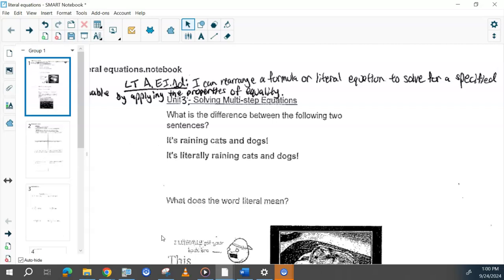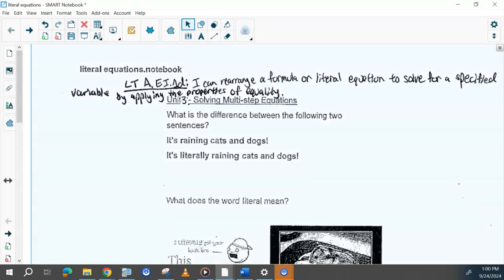And then if I were to ask you, what is the difference between the following two sentences? It's raining cats and dogs, and it's literally raining cats and dogs. What would you tell me? What's the difference between these two sentences?